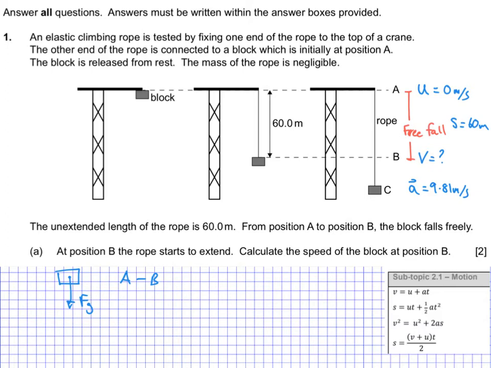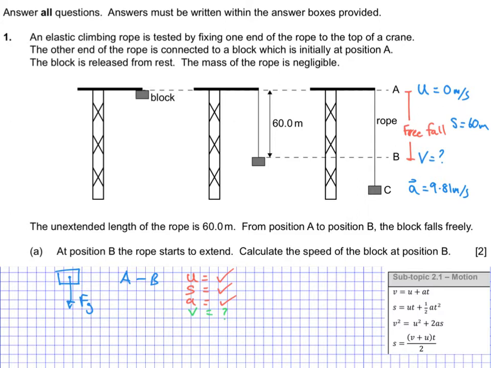Well, we've already put it up on our diagram. u, we know. So we've got u. s, we also know. And a, we also know. What we're trying to find is v. So let's look at our equations and see which equation has everything we need.